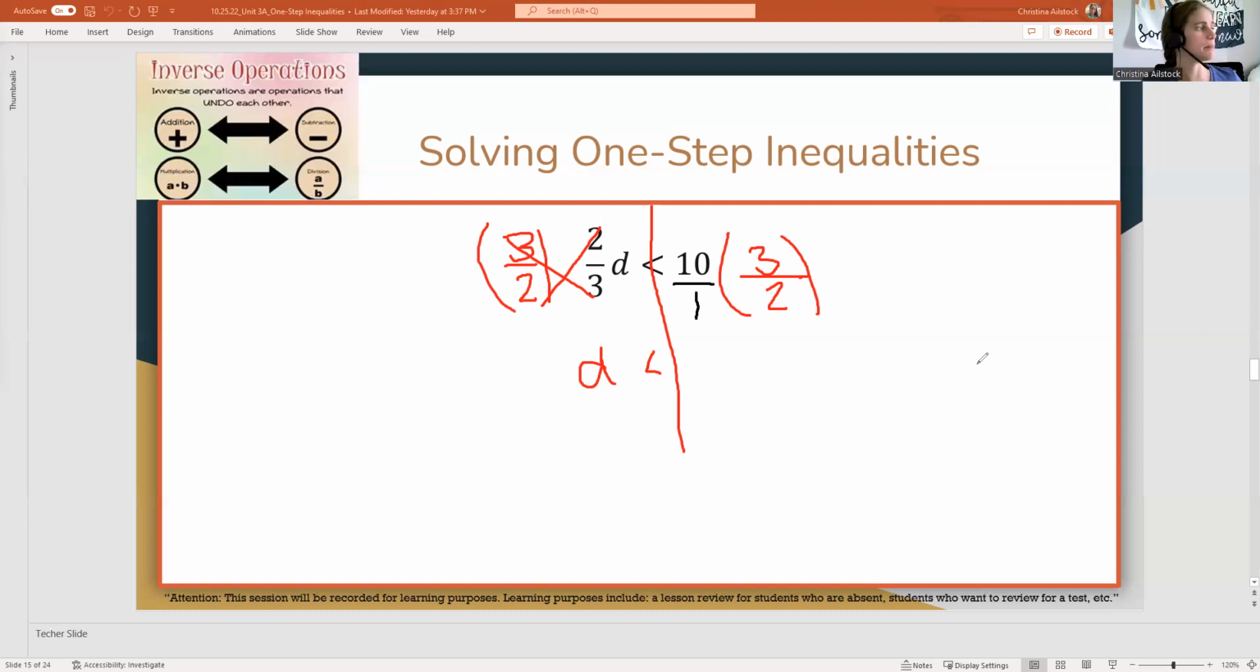Now, how do you actually multiply fractions? You multiply fractions by going straight across. So numerator times numerator, and then denominator times denominator. So 10 times 3 is 30, and 1 times 2 is 2. If you can simplify your fraction, do, and we can in this case. What's 30 divided by 2? That would be 15.